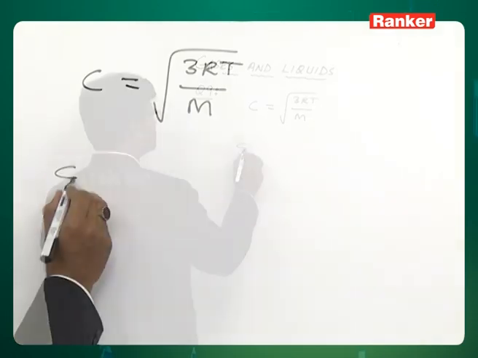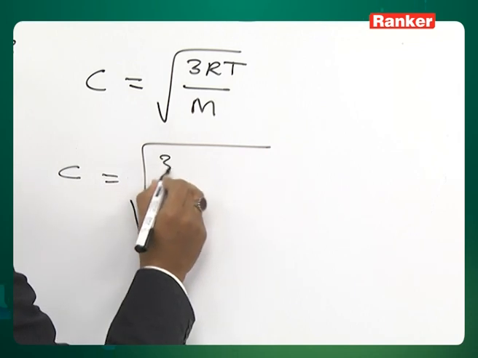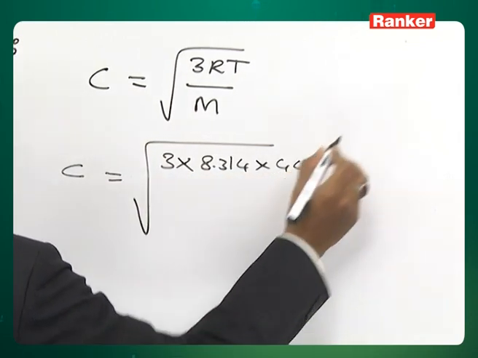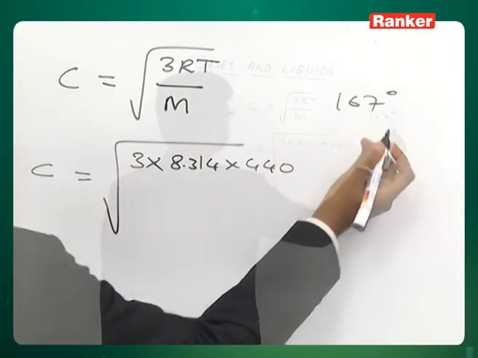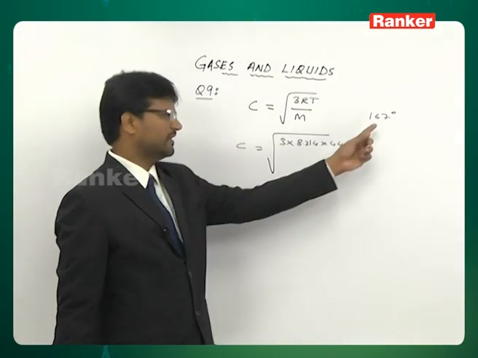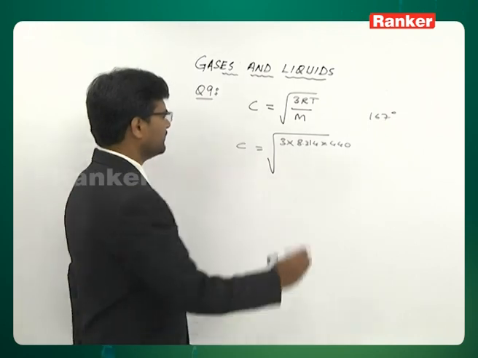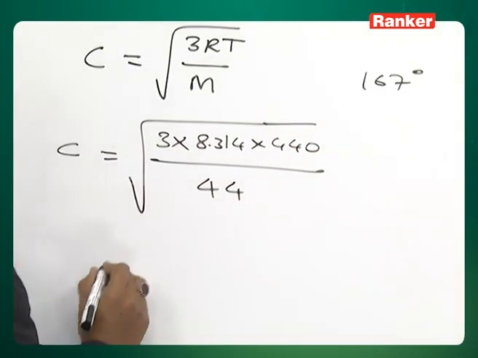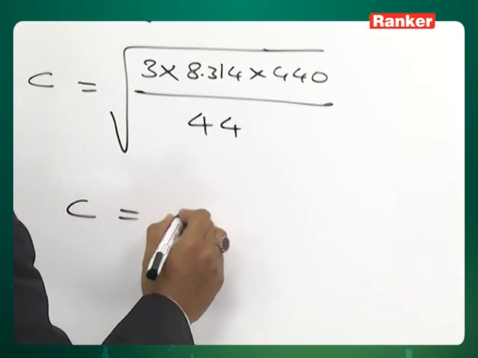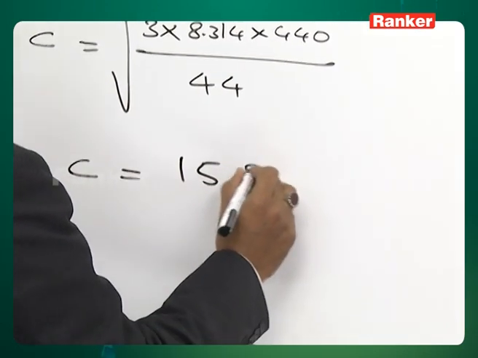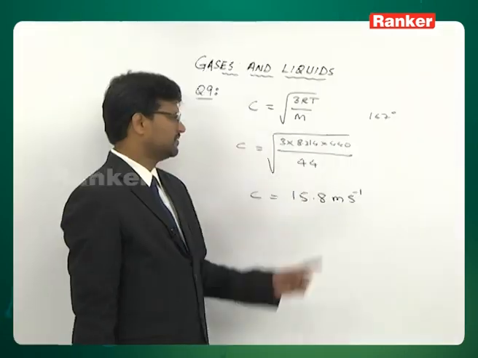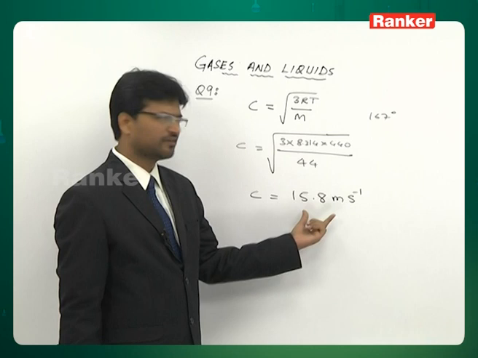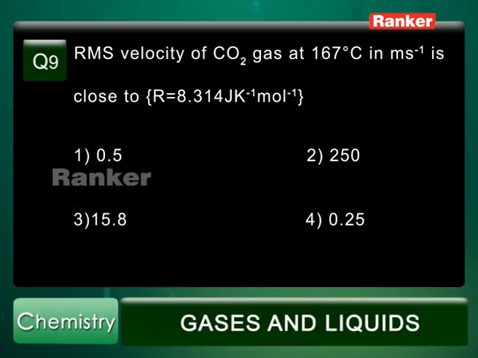So if you put the values, C equals root over 8.314 into 440, because the temperature mentioned is 167 degrees Celsius. You need to add 273 to get Kelvin temperature, divided by 44. If you simplify, this comes to 15.8 meters per second. This is very close to 25. This goes 10 times. Root over 250 is very close to 15.8 meters per second.